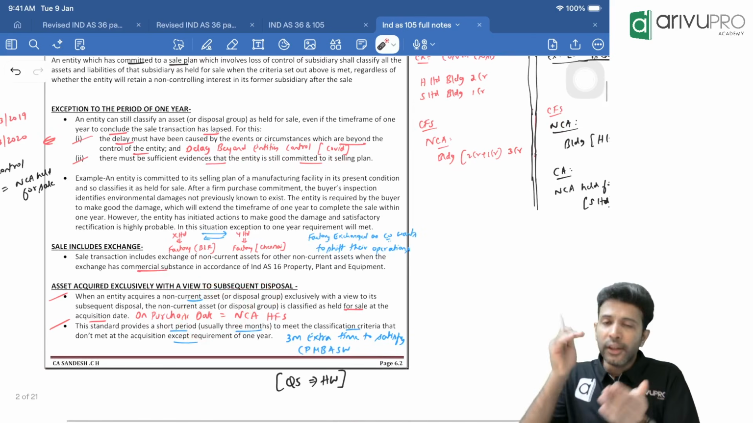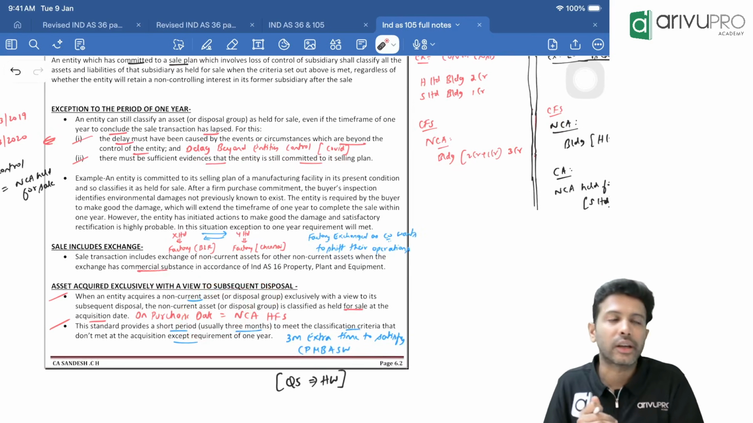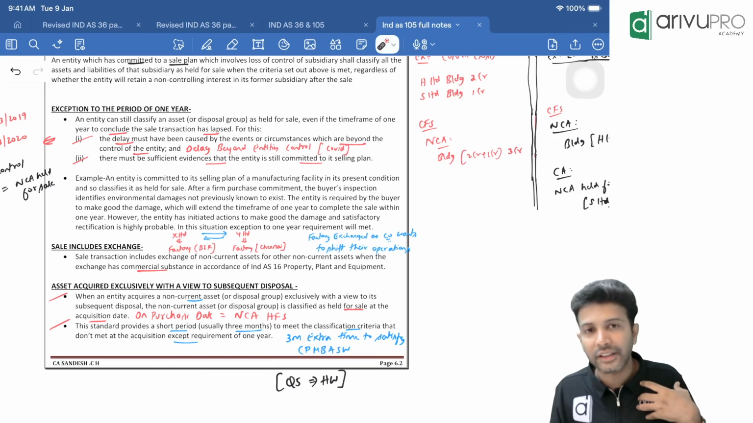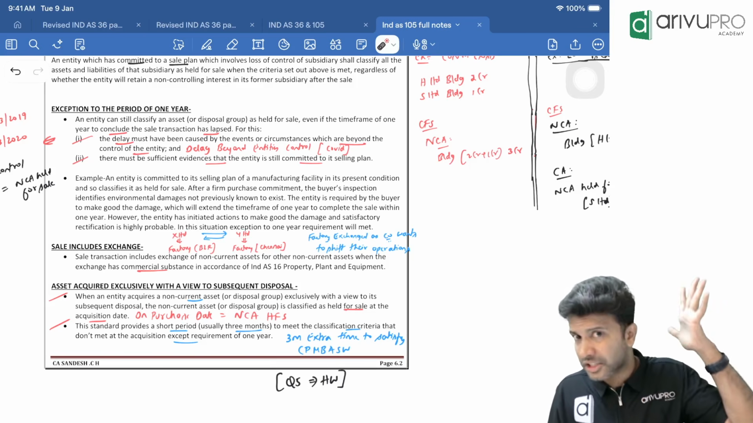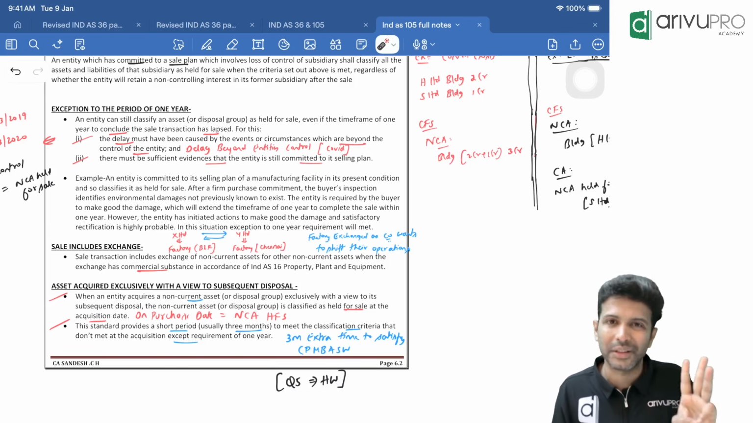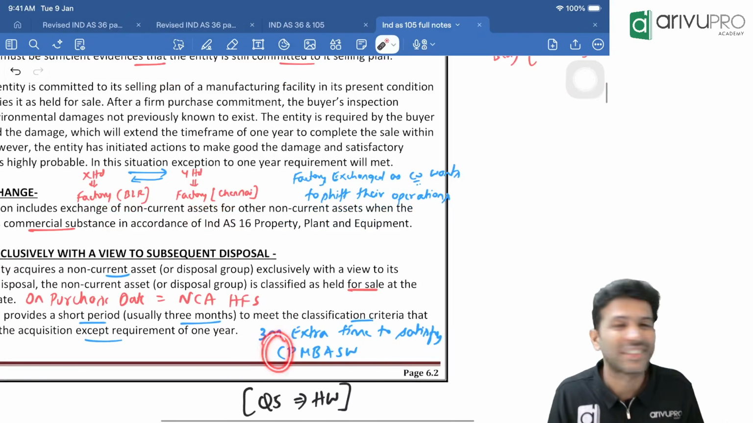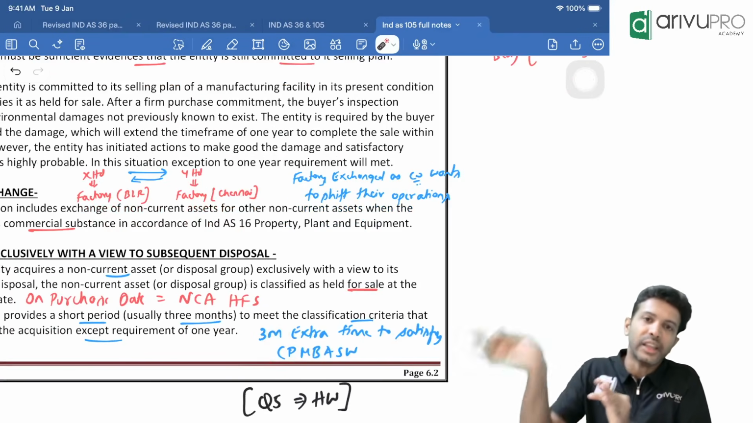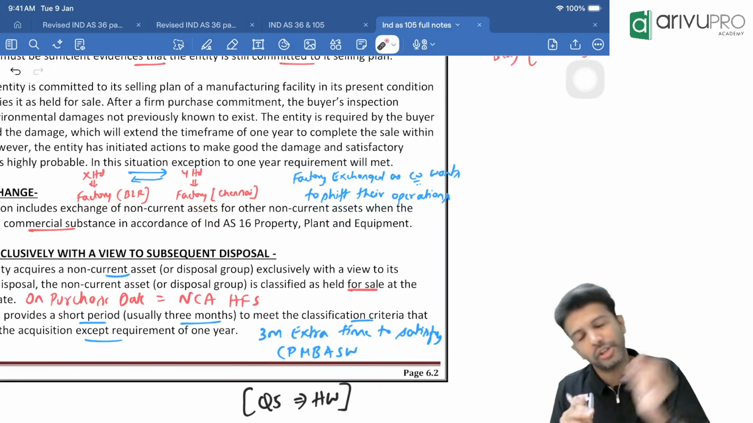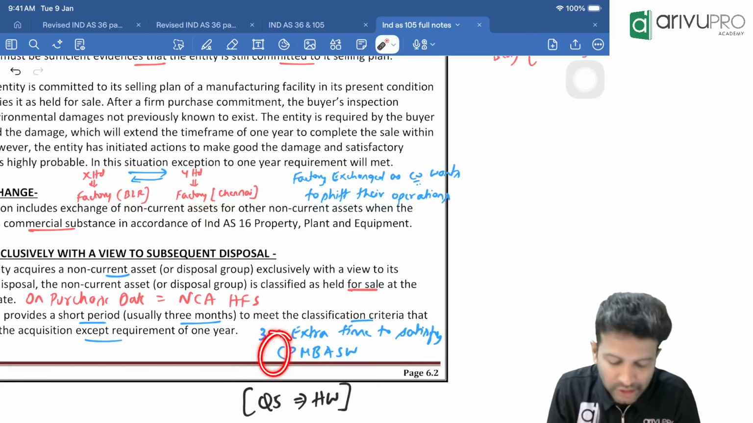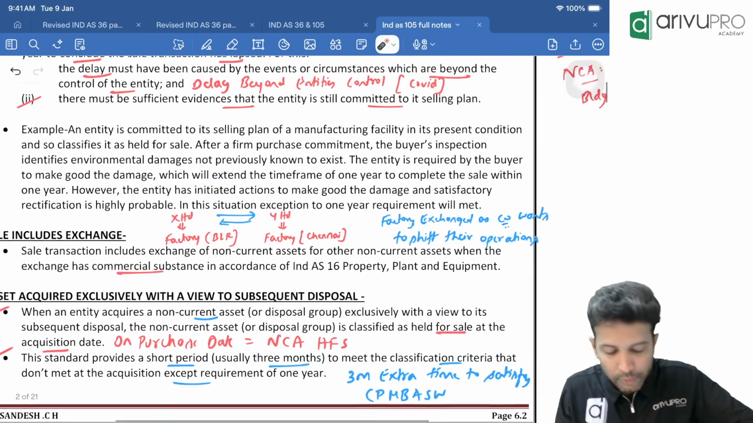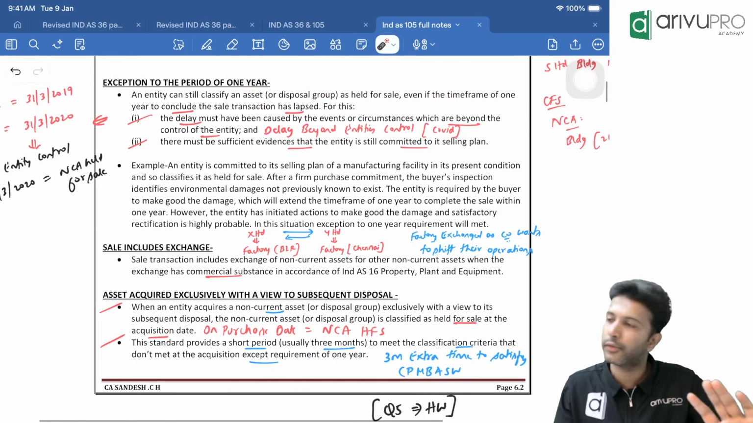Now, if you purchased any non-current assets with a sole intention to sell it, the very reason for you buying that non-current asset is to sell it. If that is the case, means 3 months extra time is given for satisfying the C. C means sellable in present condition. Even though it is not sellable in present condition, you can take 3 more months to satisfy this condition. And today itself, you will classify it as non-current assets held for sale.